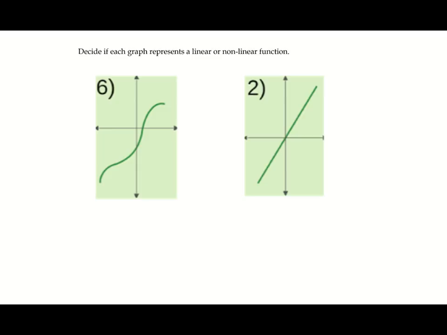Now we need to decide if each graph represents a linear or a non-linear function. So we need to remind ourselves that to be linear means your function looks like a straight line. So this guy over here, he's not a straight line. He's curvy as can be. So we know he would be non-linear. This next graph, which is a lovely straight line, we know that this function would be linear.